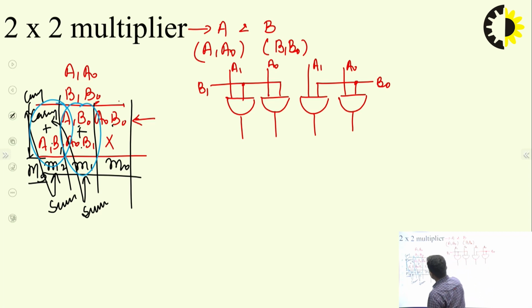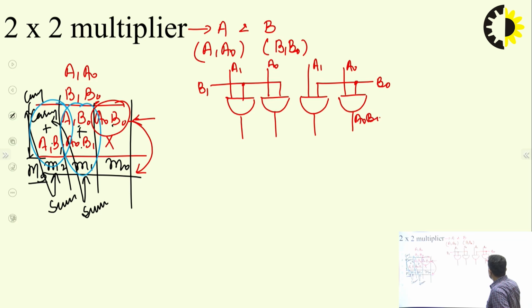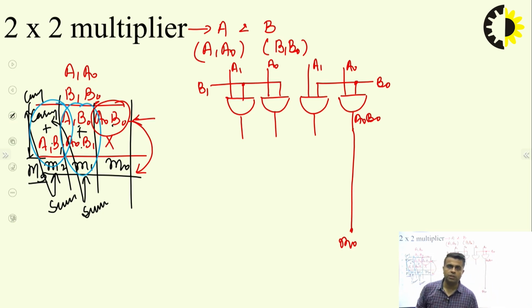Now I can see that this A naught B naught is not going to participate in any further addition, and it can directly be utilized as the last bit of my multiplication result. So this A naught B naught can be part of my final answer, M naught, the multiplication LSB. Now A1 B naught and A naught B1 are to be added. A1 B naught is this one and this is A naught B1. These two are to be added.